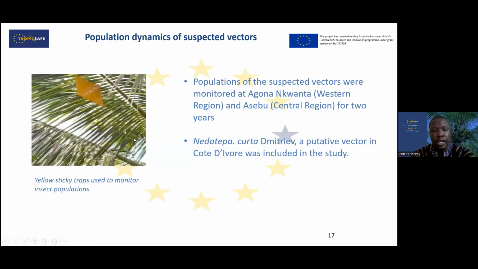And so we have used circuit traps to monitor the insect populations. We have conducted this experiment at 2 locations, one in Agona Panta in the western region, and the other in the central region of Ghana. We have also included the putative vector of the lethal yellowing disease in Côte d'Ivoire, which is the N. Keta, because it is abundant in our environment. However, in this study, we sampled a lot of the N. Keta, but they were not positive for the phytoplasma.